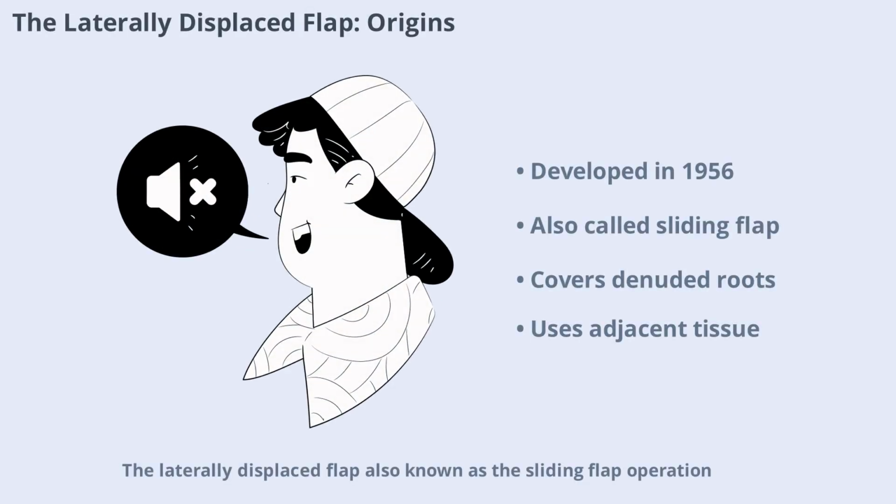The laterally displaced flap, also known as the sliding flap operation, was developed by Group and Warren in 1956. This innovative approach marked a significant advancement in periodontal surgery, allowing clinicians to cover isolated, denuded roots using adjacent tissue. The technique's primary goal is to restore both function and aesthetics by repositioning healthy gum tissue over areas of recession. Understanding its origins helps appreciate the evolution of periodontal procedures and the rationale behind using pedicle flaps for root coverage.